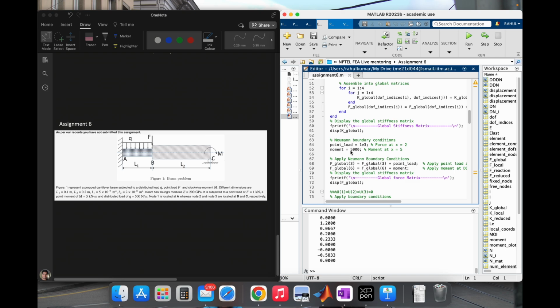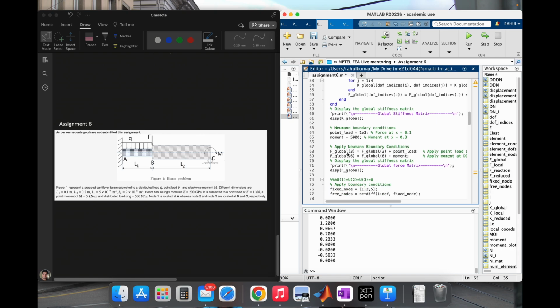Now we will apply the Neumann boundary condition. What is the Neumann boundary condition? When x equal to 2, not x equal to 2, this is a misprint, I have used the same code, so that's why I have written it. It will be when x equal to 0.1, the point load is 1000. So what is the value of F? 1 kilonewton. And when the value of L is 0.3, that is 0.1 plus 0.2, the moment is 5000.